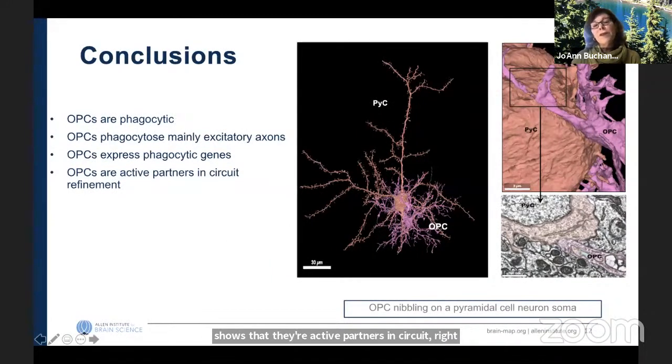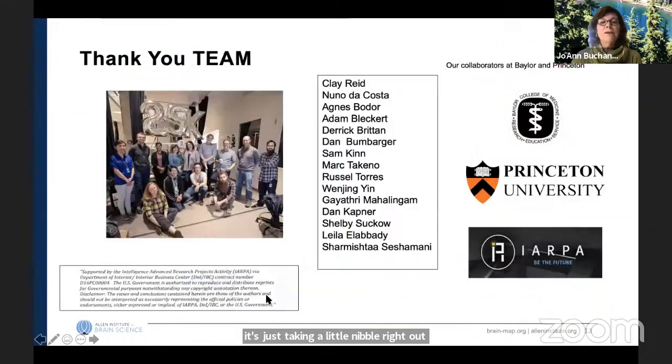And here again, another picture. In this case, the branch of the OPC is on a pyramidal cell, and it's just taking a little nibble right out of the branch there.